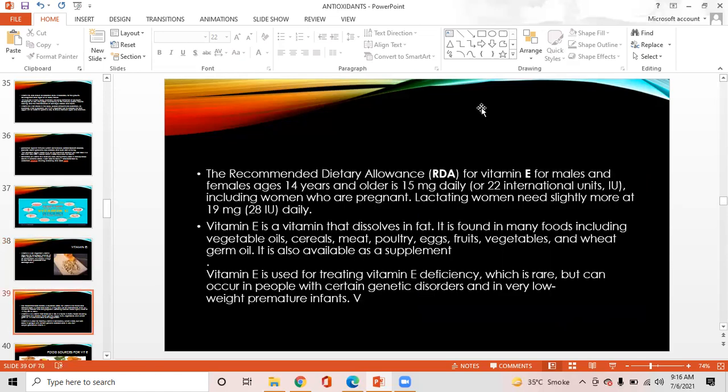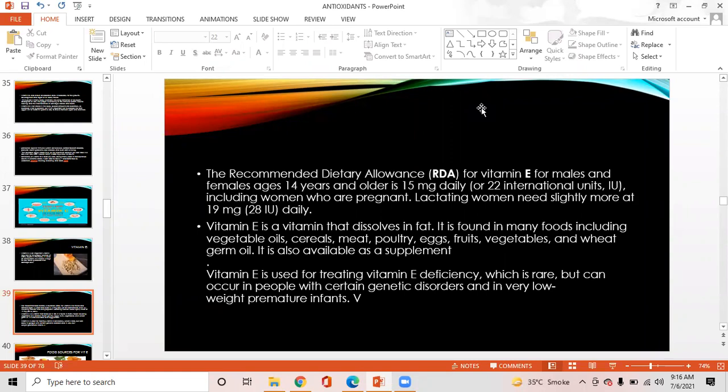The recommended dietary allowance for vitamin E for males and females aged 14 years and above is 15 milligrams daily, or 22 international units, including women who are pregnant. Lactating women need slightly more at 19 milligrams daily. Vitamin E is a vitamin that dissolves in fat. It is found in many foods, including vegetable oil, cereal, meat, poultry, egg, fruit, vegetable, and wheat germ oil. It is also available as a supplement.